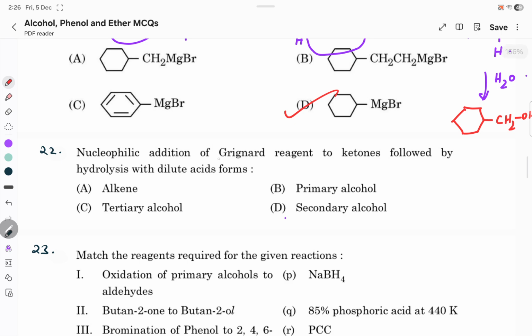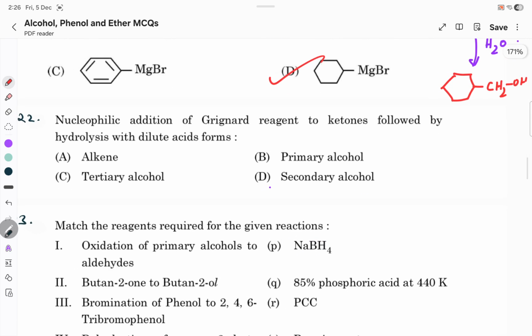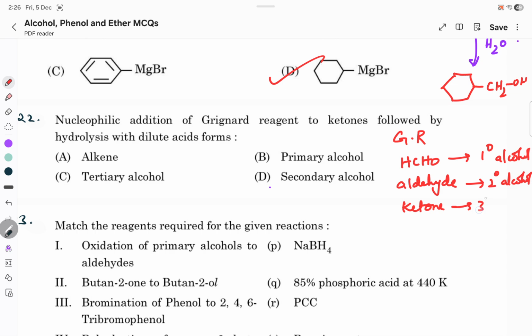Next question. Nucleophilic addition of Grignard reagent to ketones followed by hydrolysis with dilute acids forms what? For Grignard reagent, as I already told you in the last video, if you take methanol, it will give primary alcohol. And if you take an aldehyde other than formaldehyde, you will get secondary alcohol. And if you take ketone, it is tertiary alcohol. Since they're asking for ketone, option C will be the correct answer, which is tertiary alcohol.